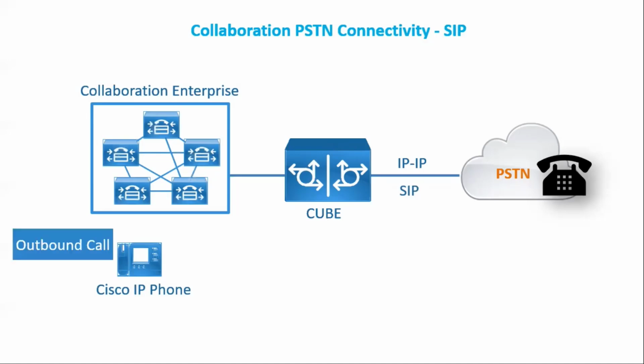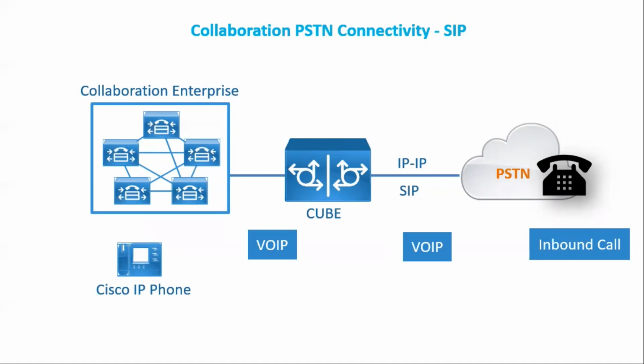As for the outbound call, the call is initiated from the IP phone. The first call leg is VoIP. The second call leg between the CUBE and the PSTN is also a VoIP call leg. Now for the inbound call, the call comes from the PSTN and this call leg is also a VoIP call.